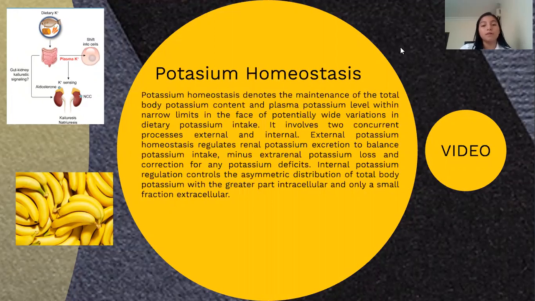limits in the face of potentially wide variations in dietary potassium intake. It involves two concurrent processes, external and internal. External potassium homeostasis regulates renal potassium secretion to balance potassium intake minus extrarenal potassium loss and corrects for any potassium deficit. Internal potassium regulation controls the asymmetric distribution of total body potassium, with the greater part intracellular and only a small fraction extracellular.